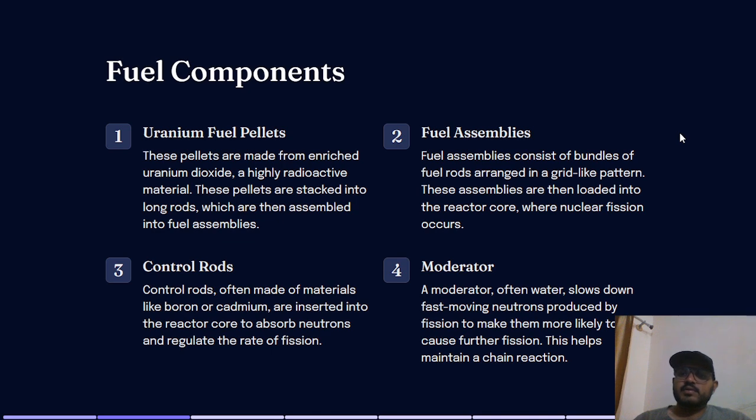Fuel assemblies contain plates of fuel rods arranged in a grid-like pattern. These assemblies are loaded into a reactor core where nuclear fission occurs.